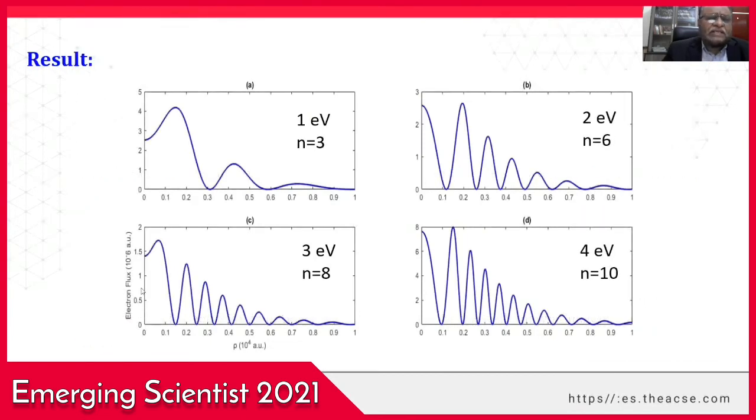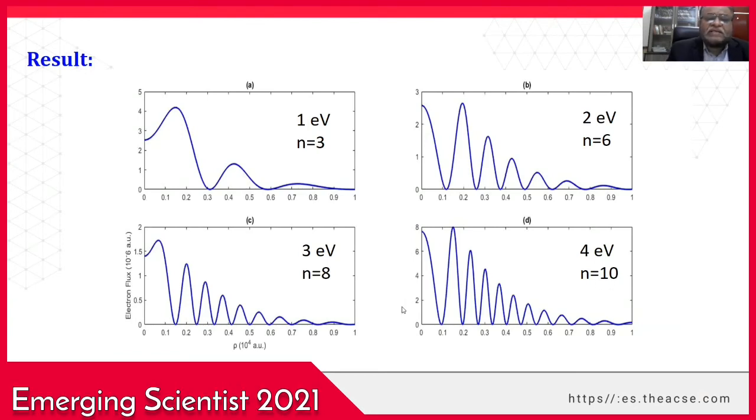So plotting the electron flux versus ρ, we obtain this kind of behavior. For 1 electron volt, we are seeing that the number of peaks in the electron flux is three: 1, 2, and 3. While as we increase the energy, the number of peaks also increases. It becomes 6 here. And for 3 electron volt, the number of peaks increases and it becomes 8. And for 4 electron volt, the number of peaks increases to 10.